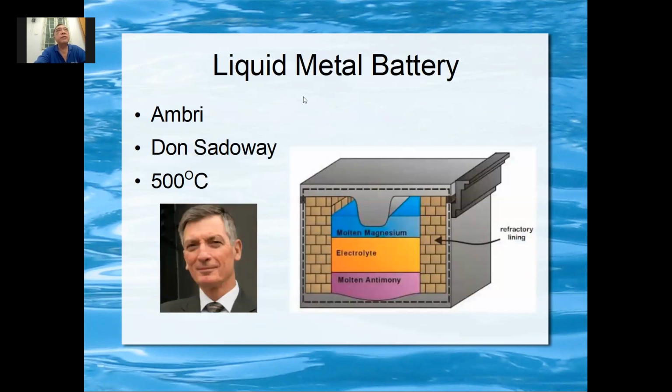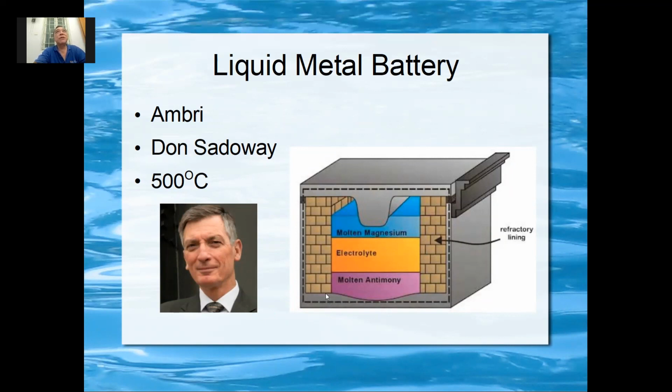The liquid metal battery was started by this fellow, Don Sadoway, with a company called Ambri, which came from Cambridge. So you just take the center word, called Ambri. To make the metal molten means to melt the metal, and you need 500 degrees C. So you heat up this whole piece, and then you get a metal anode, cathode, and then the electrolyte. It's a battery already.